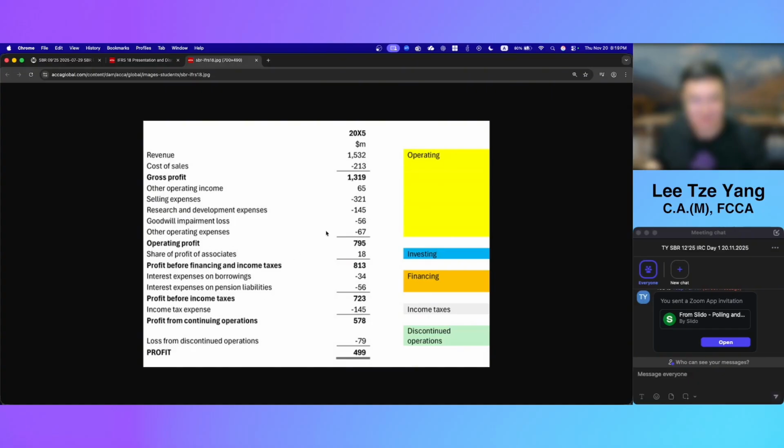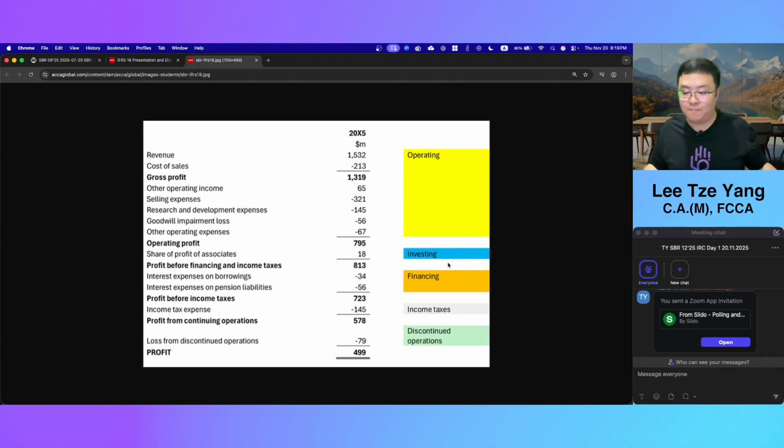Okay, and the SBR examiner actually requires us to state in our answer, whenever we say something is recognized in the SOPL, is it operating, is it investing, or is it financing? Now, the exception is if it is tax. Normally, we don't say tax is in the income tax category because we assume it's tax. For example, tax expense, deferred tax. Deferred tax is not in operating, investing, financing. It's actually in the income tax category. So normally that one you don't need to mention. But the rest you need to mention, like operating, investing, or financing.